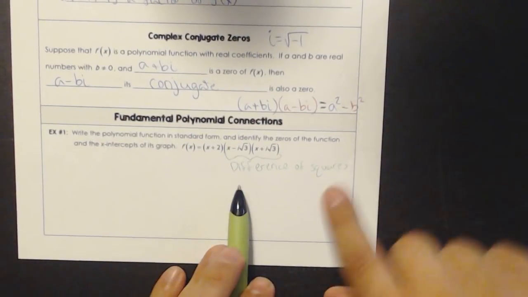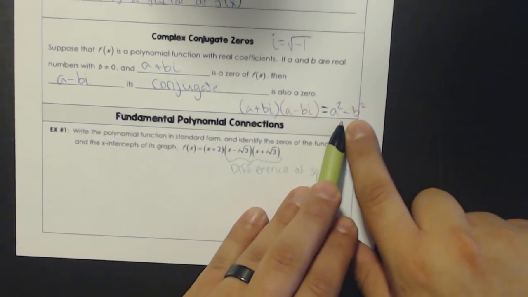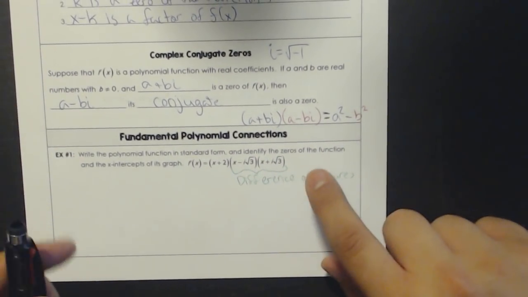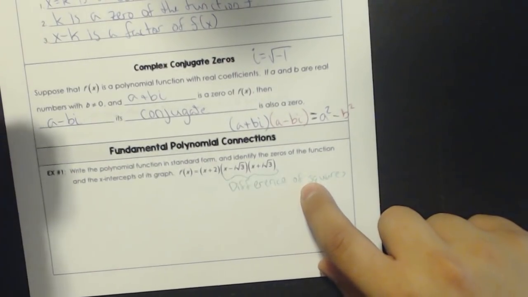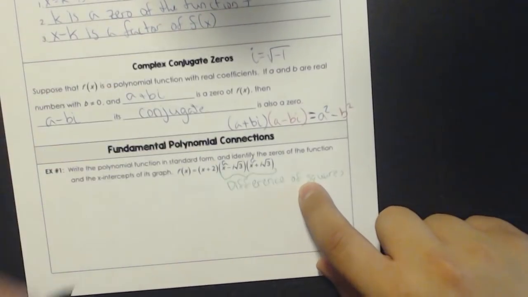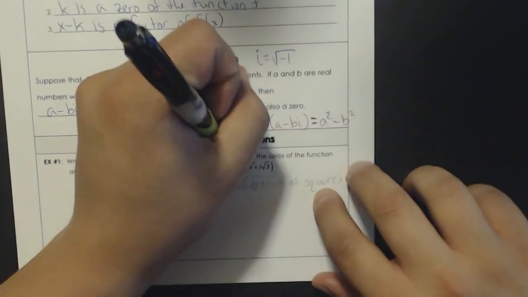And since it's a difference of squares, we already know that all we need to do is take a squared minus b squared. So we can identify that x is our a. So we put a above the x. And our i square root 3 is considered our b.